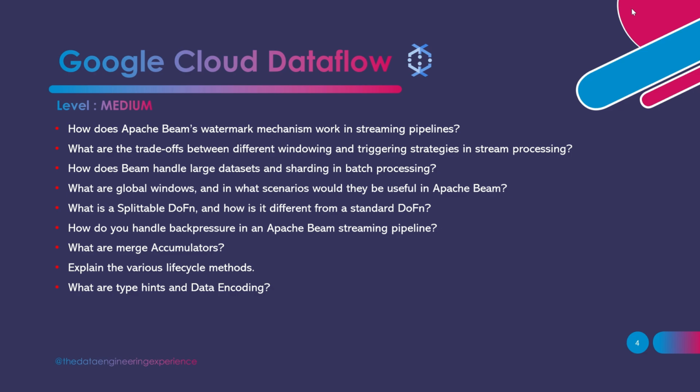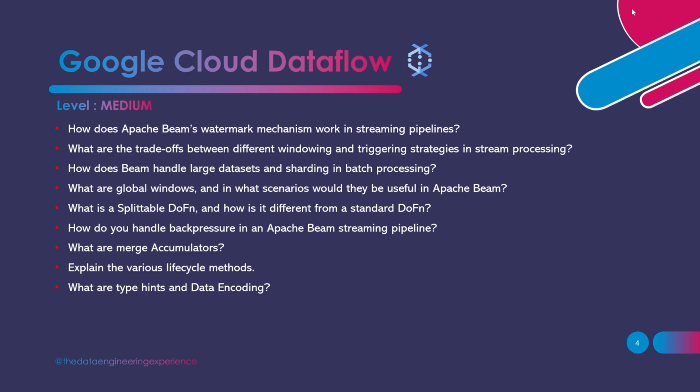Then you might get questions about type hints and data encoding. So what are type hints? Type hints in Beam are a way to specify the expected type of data elements that are being processed by the pipeline. So when you add type hints to a transform, it ensures there is type safety and you can catch the errors earlier in the pipeline, and not at the later stages or the final stages of the pipeline.